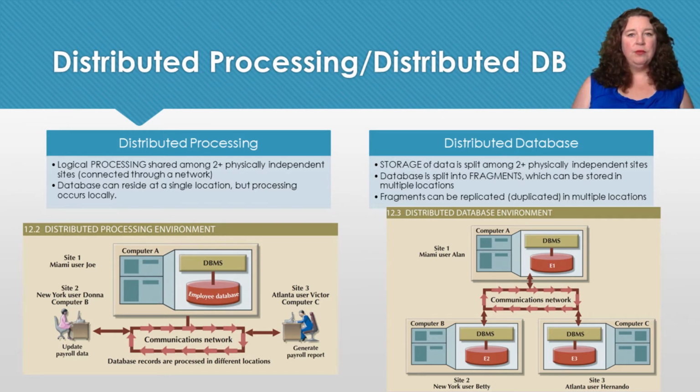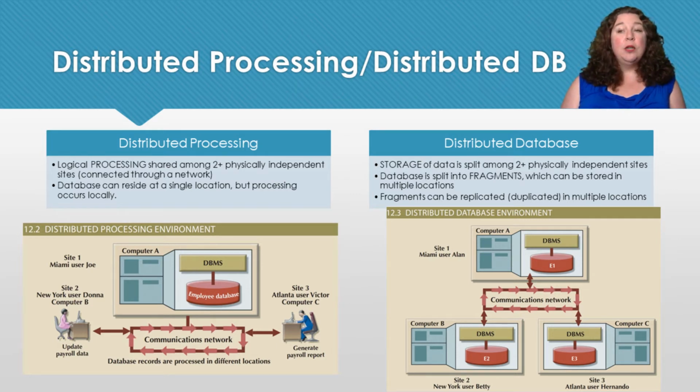So we have to go get the data from the database, bring it back, and then process it. So we have our processing. Logical processing is simply shared among 2 or more physically independent sites. They're in 2 different locations. The database still can reside in a single location, but the processing is distributed.